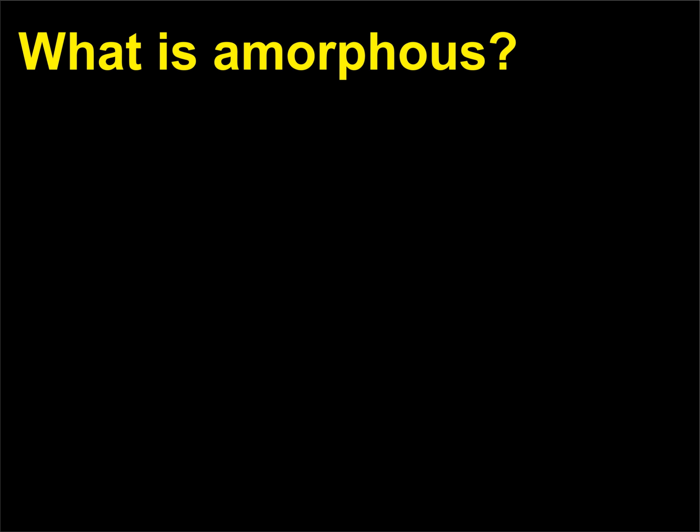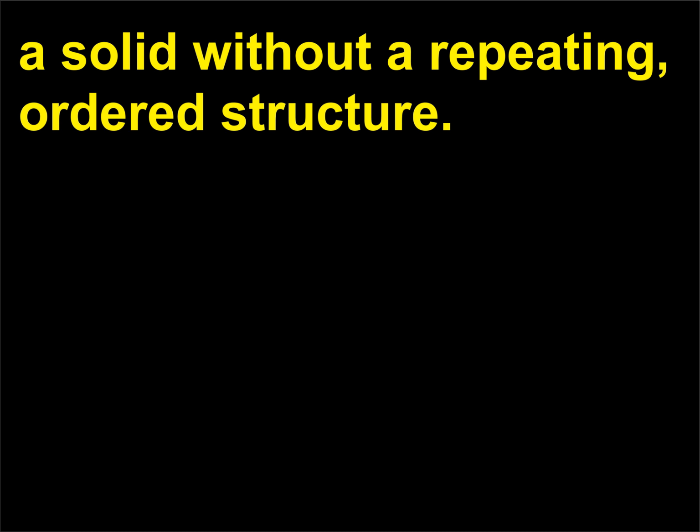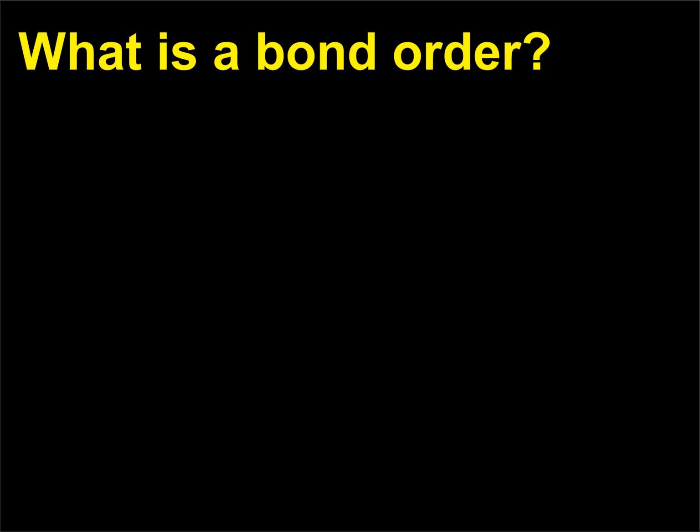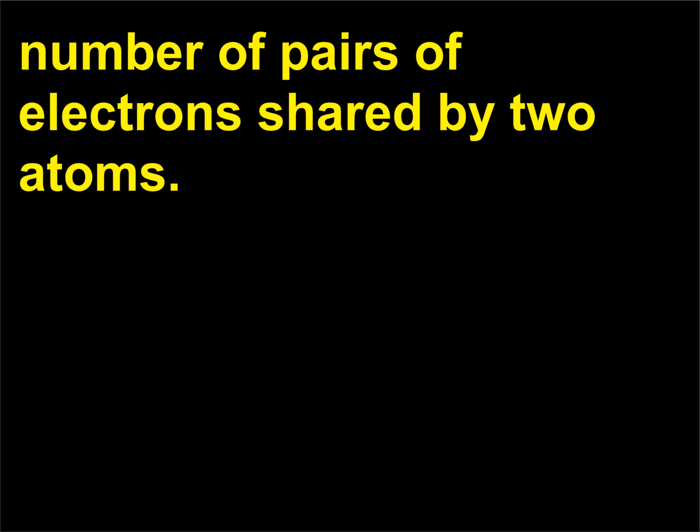What is amorphous? A solid without a repeating, ordered structure. What is a bond order? Number of pairs of electrons shared by two atoms.